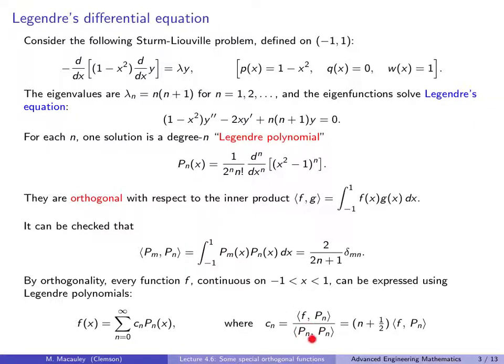And so if we plug in this formula for Pn dot Pn, we have a formula for that right here. That's 2 over 2n plus 1. The reciprocal of that is just n plus 1/2. So our formula for Cn is n plus 1/2 times the inner product of f with Pn. So it's really just that simple.